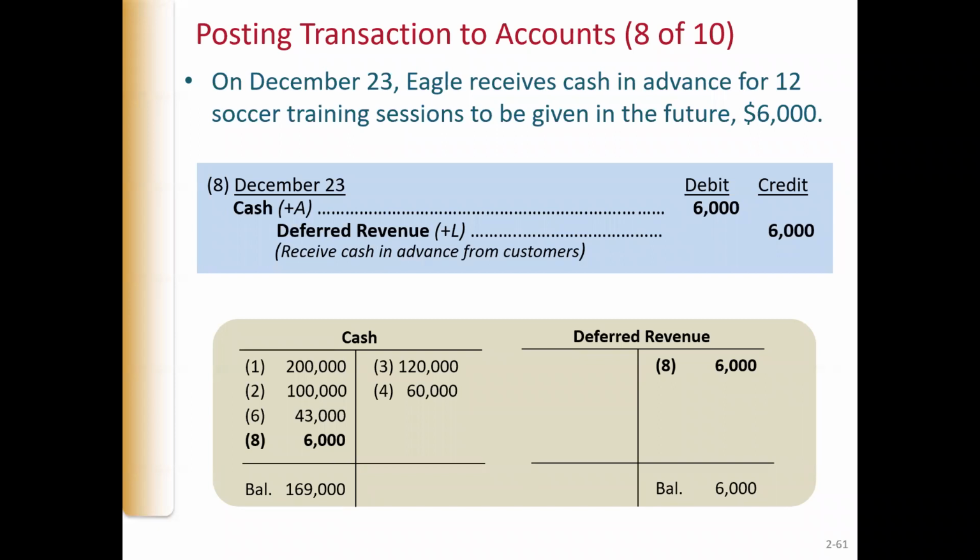Again, on December 23rd, Eagle receives cash in advance for 12 soccer training sessions to be given in the future for $6,000. Here we debit our cash for $6,000, and we credit our deferred revenue for $6,000.